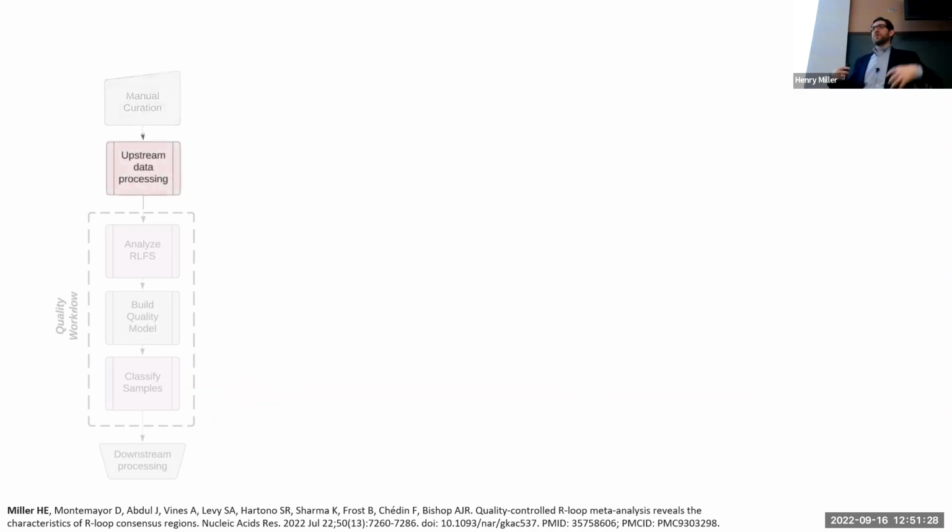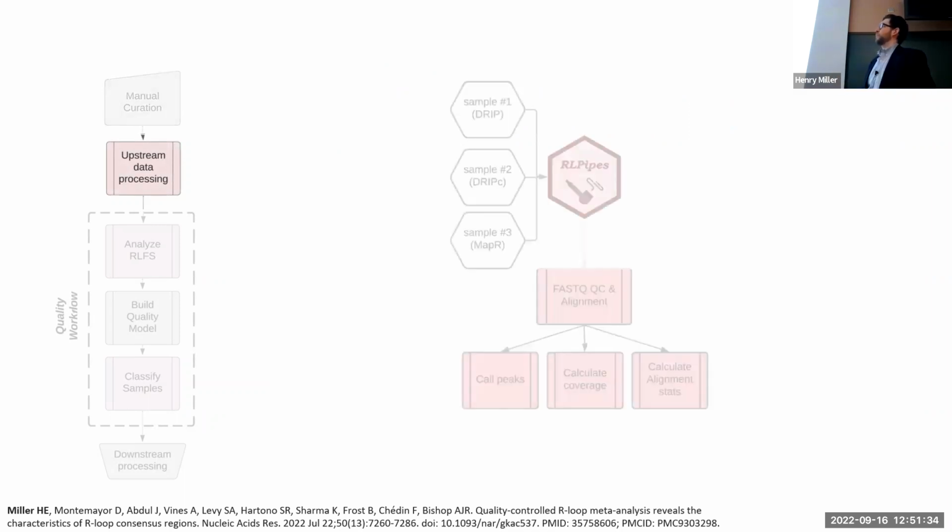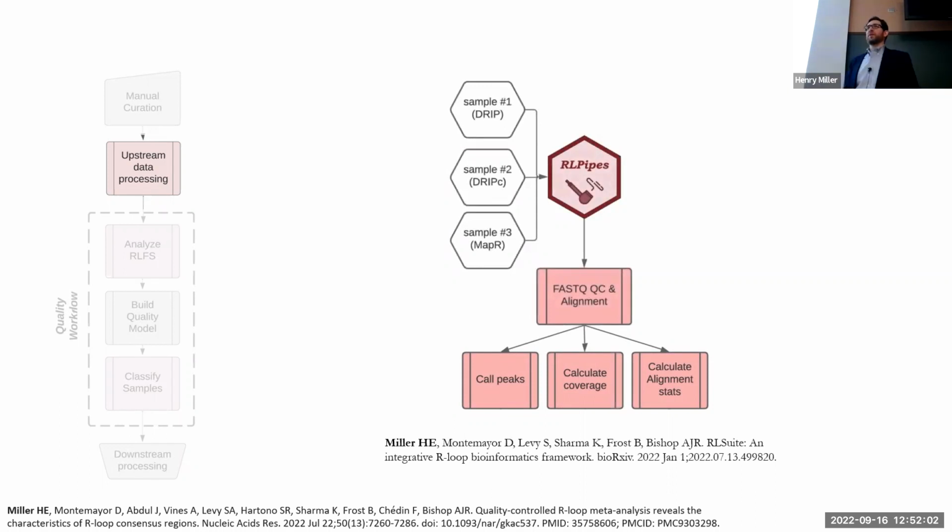The next step was to use a custom-built data processing pipeline called RL Pipes in order to process the data uniformly. So RL Pipes can take pretty much any type of R loop mapping data, and it can perform quality control on the raw reads themselves, as well as alignment to the genome. And then it results in called peaks, coverage, and alignment statistics. Of note, RL Pipes, along with some of the other software that we developed during the study, is described in a recent bioRxiv preprint, which we put out there just a couple weeks back. I'll mention that again a little bit at the end.